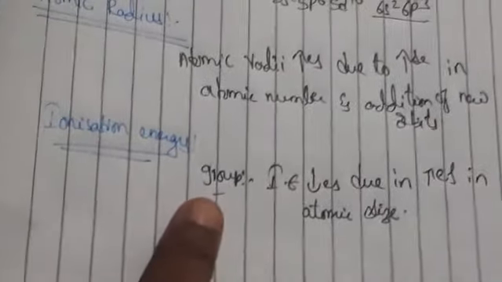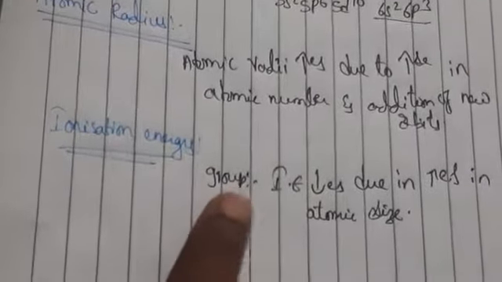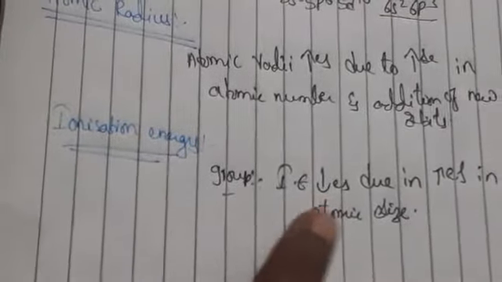These elements have higher ionization energy than those of the carbon family. The nitrogen family has higher ionization energy compared to it. Why? Because of the very small size and also exactly half-filled p orbitals. If you observe, the p orbitals are half filled. So this is about ionization energy.